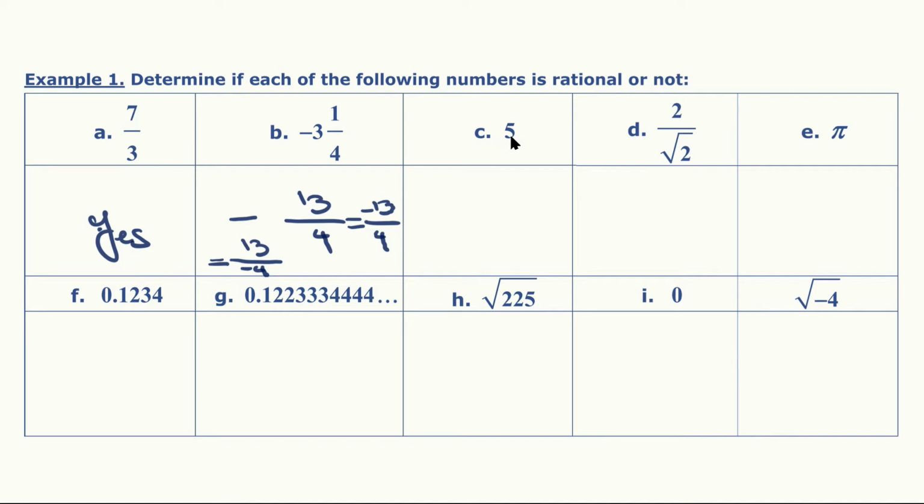5, right? That's interesting. You go, oh no, that's an integer, or you can say it's a whole number, or you could say it's a natural number. All of those would be true statements, right?